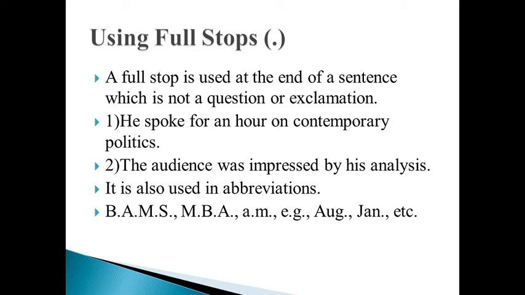So at first, what is abbreviations? Dear students, we know abbreviation means a short form of a word or a phrase, or we can say it's a shortened form of a written word or a phrase used in place of the whole word or phrase. Now let's see these examples. BAMS, MBA. So what is the long form of BAMS? It's a Bachelor of Ayurvedic Medicine and Surgery. What do you mean by MBA? It's a Master of Business Administration. So, we have used full stop here in these abbreviations.